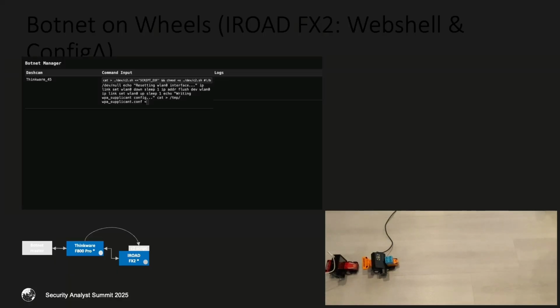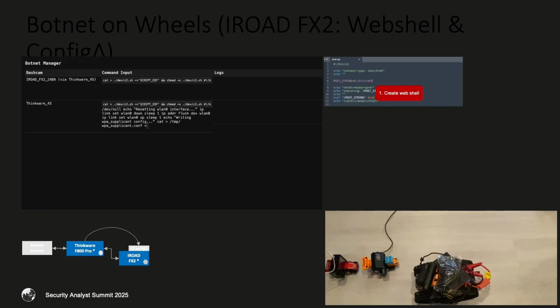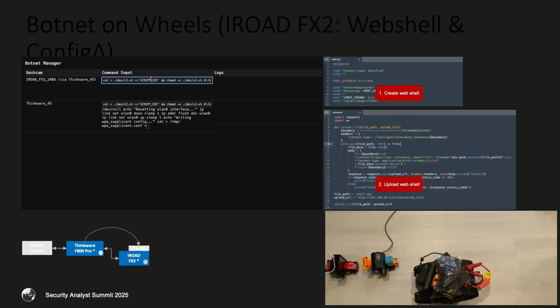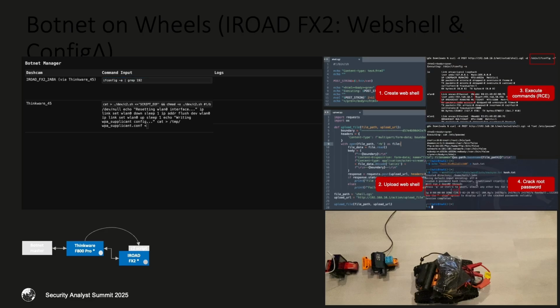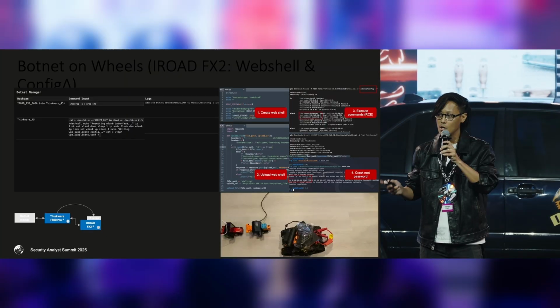Just as I speak, a second dashcam drives by and is picked up by the first dashcam. The first dashcam recognizes this as an iRoad FX2 model based on the SSID and connects to it. Most iRoad dashcams have fixed passwords and do not allow any password change from the default password. Although the FX2 does not expose Telnet or SSH, we found an unauthenticated HTTP upload endpoint. And so we uploaded a CGI-based web shell and were able to execute remote commands.